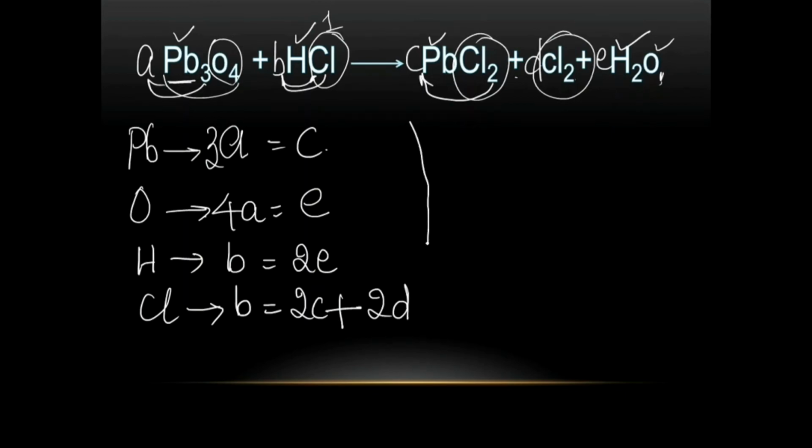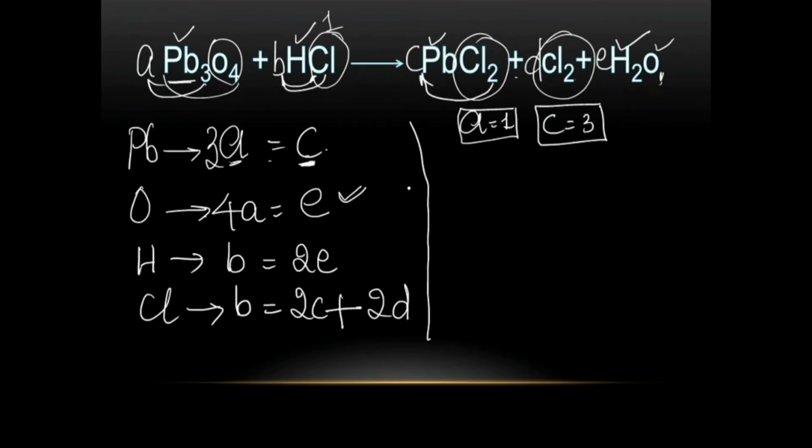Now let us assume a value for the variable that occurs more often or will help us in this case. E is not of much prominence here, so we will check either A or C. If I take A as 1, then C will be 3. If I take C as 1, then A will be 1 by 3, so we'll try to avoid that fraction. You can go both ways, children. Here I am going to take A equal to 1, then C equal to 3. So let us now check which will help us next.